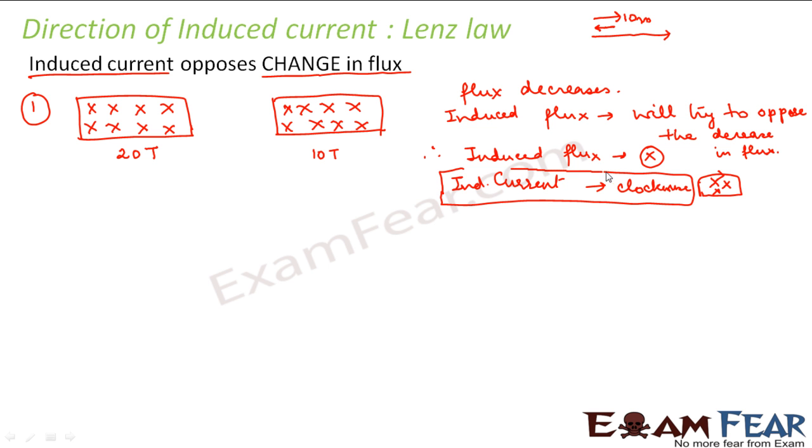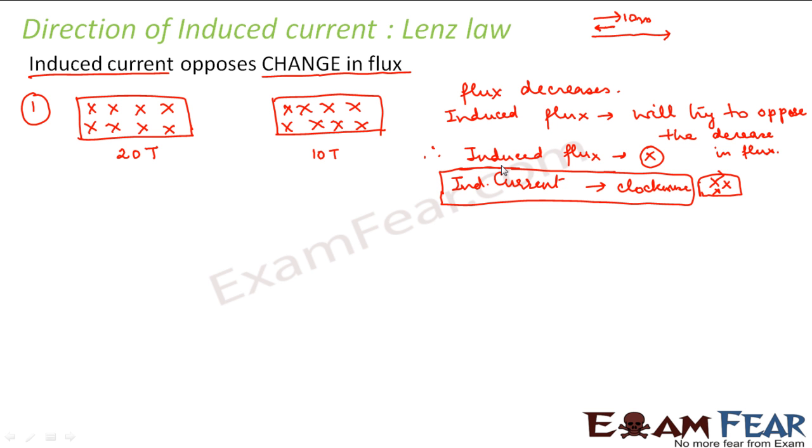So you understood, it is not very complicated. Just that if you understand it once, you will understand it forever. Then you will not get confused with it. So first you have to decide whether there will be an induced current or not. Induced current will be there only if there is a change in flux.